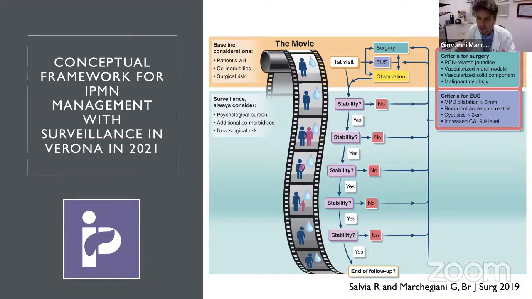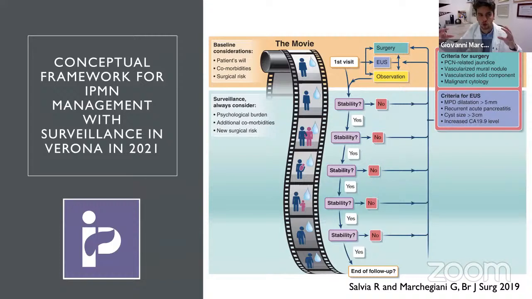So what we do at the first visit is consider these criteria. If we have these criteria here in green, meaning jaundice, enhancing mural nodule or solid component, or a malignant cytology, we go for surgery upfront. If we have a dilatation of 5 millimeters, recurrent pancreatitis, a cyst of more than 3 centimeters, or an increase in CA 19-9, we go to endoscopic ultrasound, which is a great second-level diagnostic. If we get the green light, we start observation. And this observation, as Ioannis said, is like watching a movie, because we add pictures after pictures after pictures during the time. And in this way, we are able to see the real biology of the cyst.